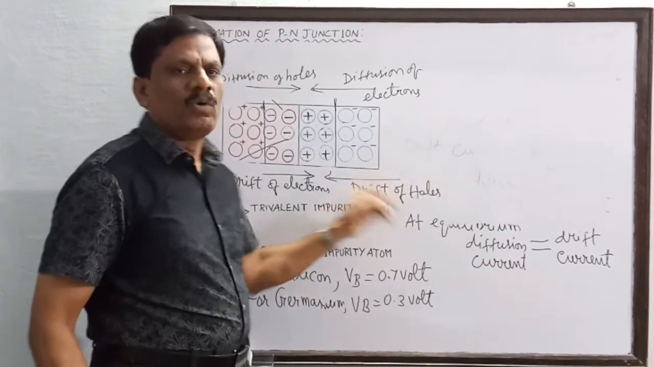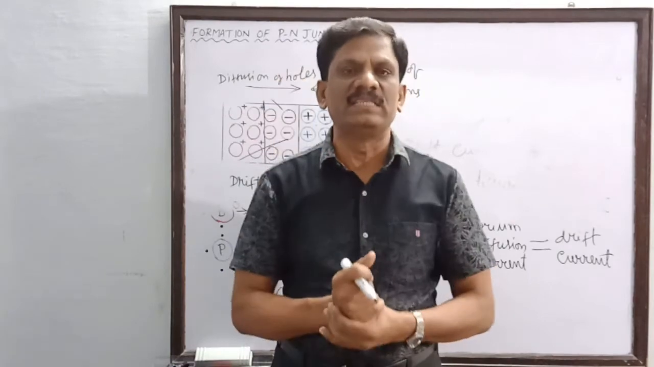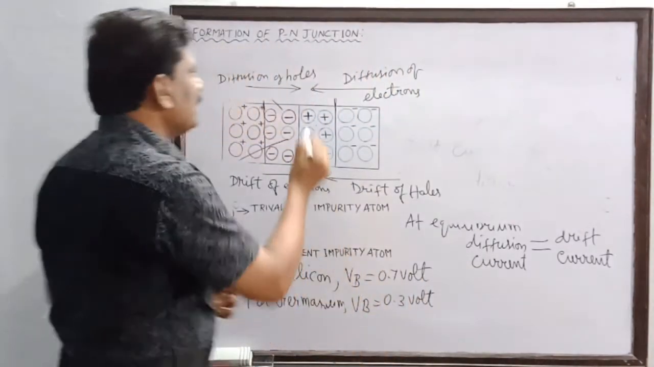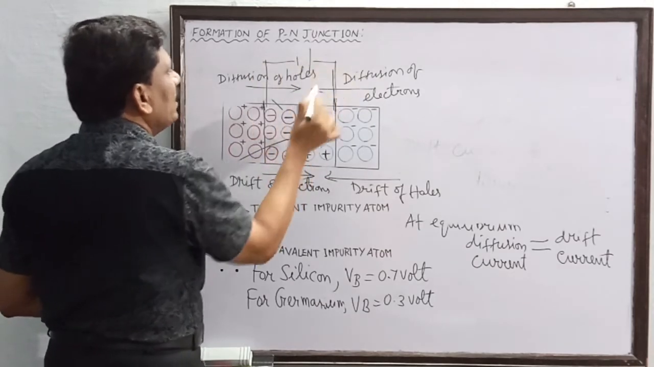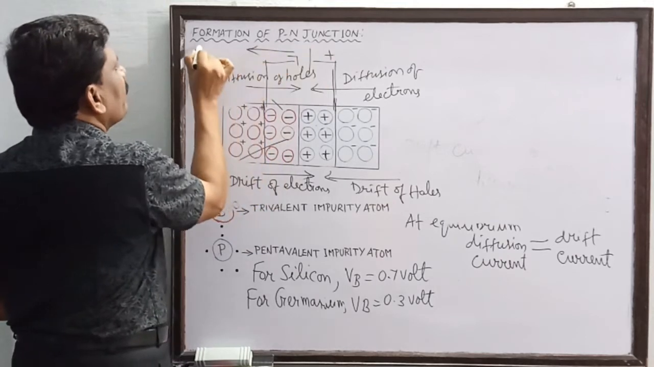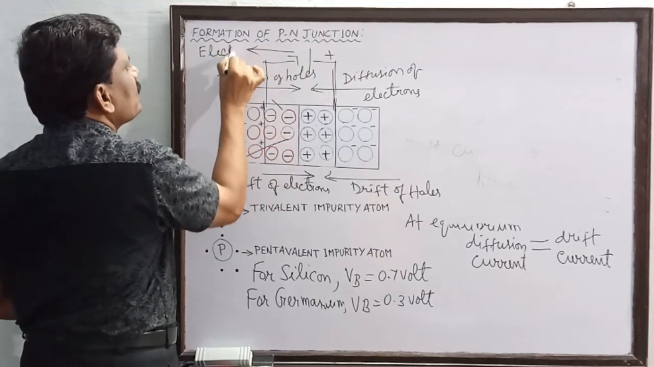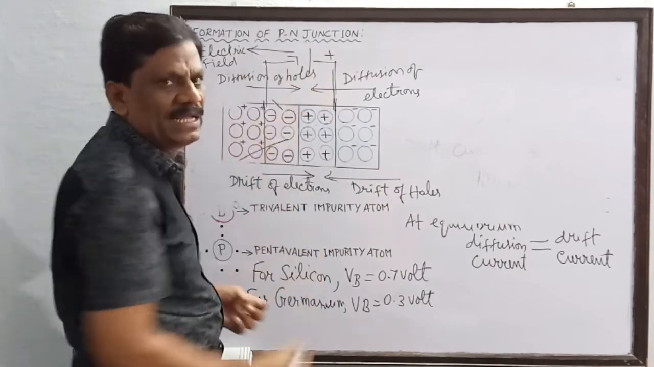The drift of the holes and the electrons is mainly due to the formation of an electric field across the junction. Okay, this is the positive pole and this is the negative pole, is it not? So this is positive, negative, which means this will be the direction of the electric field. This is also very important. The direction of the electric field is from the positive towards the negative.